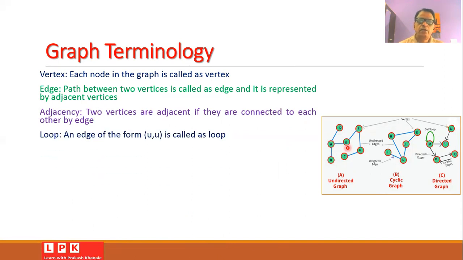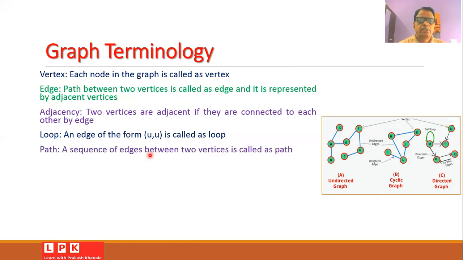We can define another term called a loop. Whenever we have an edge which starts from some vertex U and comes back to the same vertex U, it can be called a loop. So whenever we start from some vertex and are able to reach the same vertex, that can be called a loop. For example, if I start from K, then I go to I, then L, then H, and then I come back to K. So that can be called a loop of the graph.